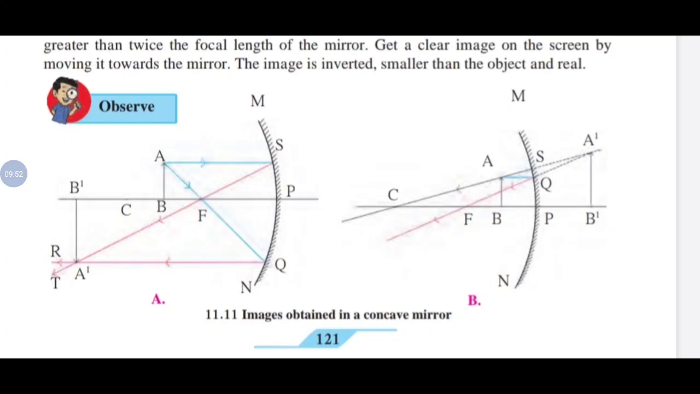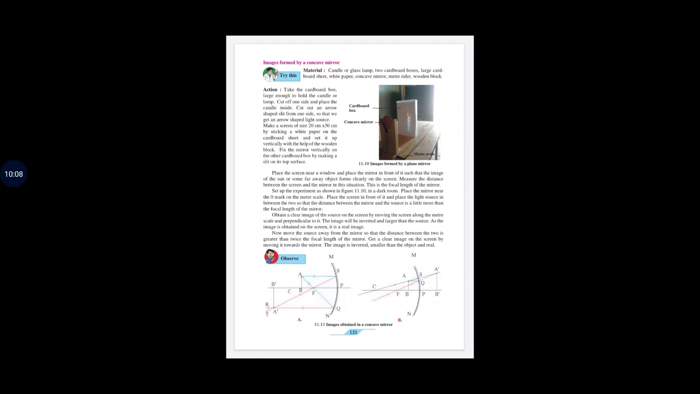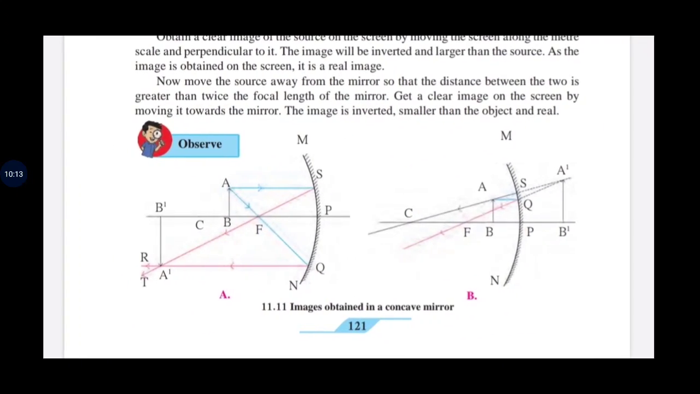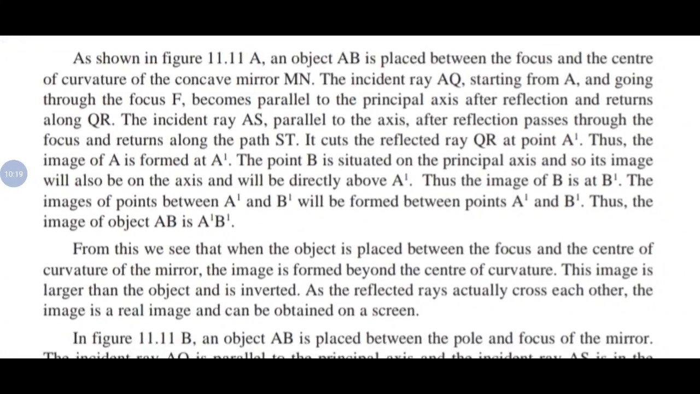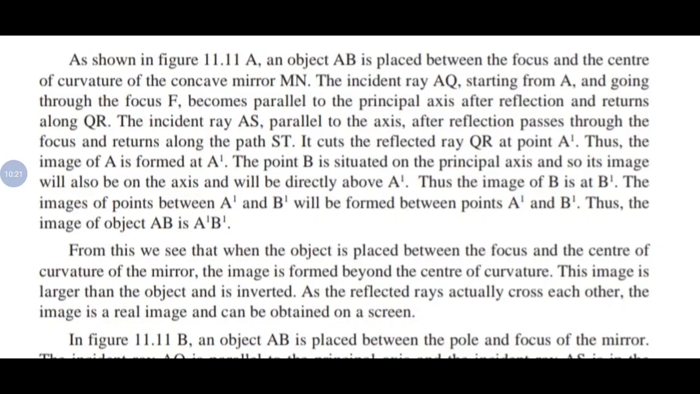Clear? Like our body structure, or like when we look in a plane mirror at home, our image formed in a plane mirror is not inverted, that is erect. All of you getting it? So according to different positions, we are studying here the ray diagram. Two diagrams are given here. Next, see the explanation. As shown in figure 11.11a, an object AB is placed between focus and center of curvature of concave mirror MN.